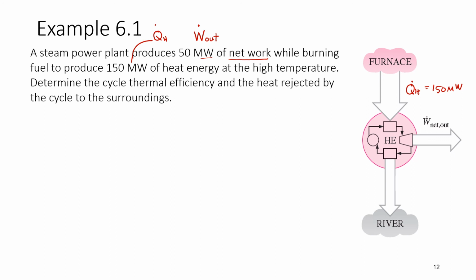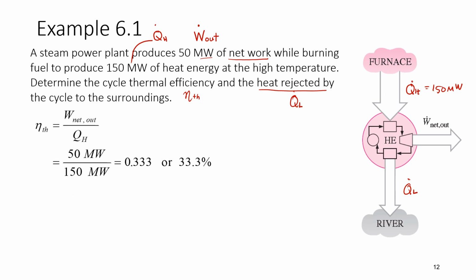Determine the cycle thermal efficiency and the heat rejected by the cycle to the surroundings. Heat rejected, QL here. Very simple question. Thermal efficiency, we have this equation. What you want in the heat engine again is the work output. I should put a dot there. What you have to pay is the heat source, heat supply. Put it in, 33% or 33.3%. This is the efficiency.